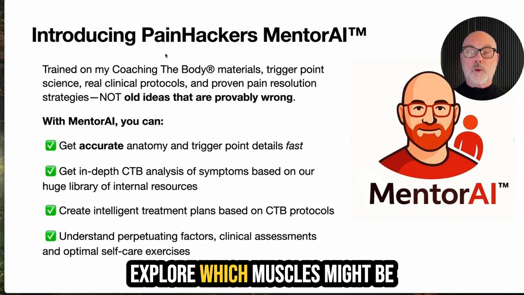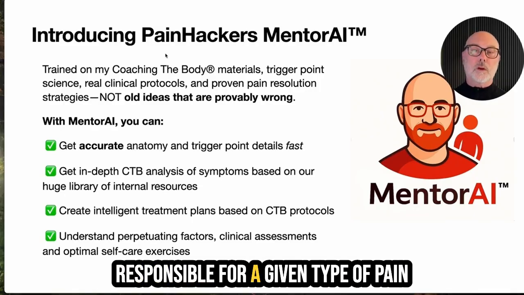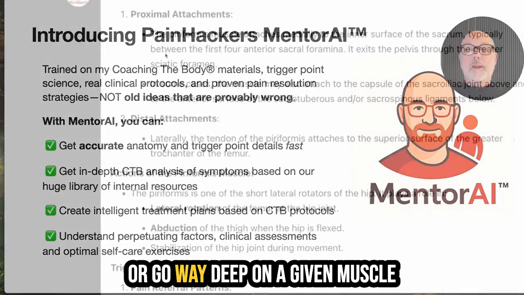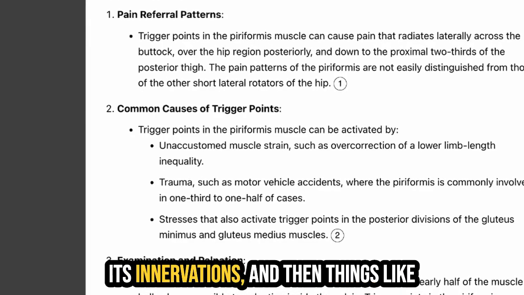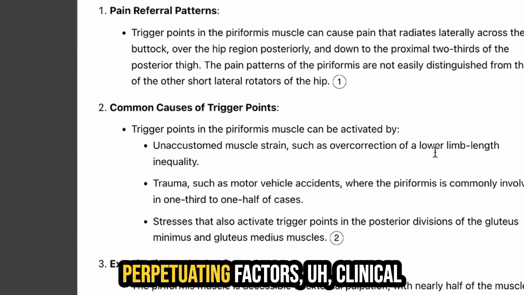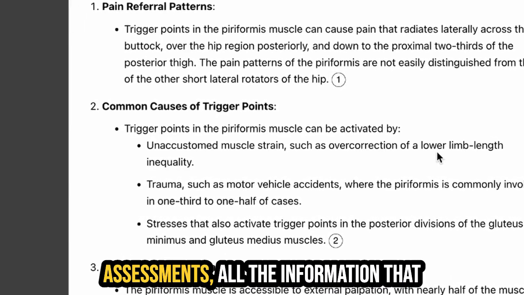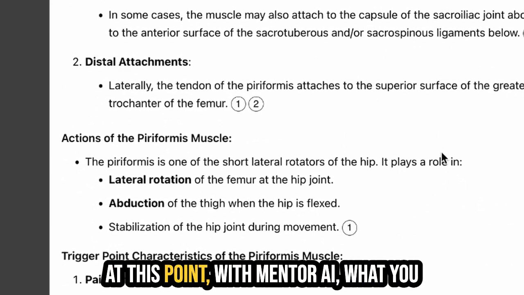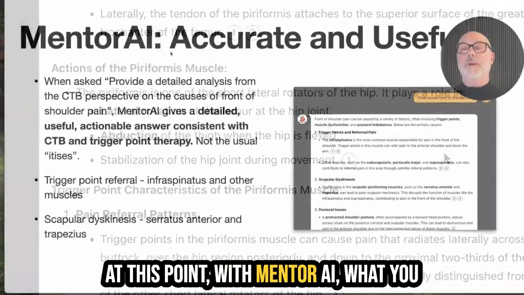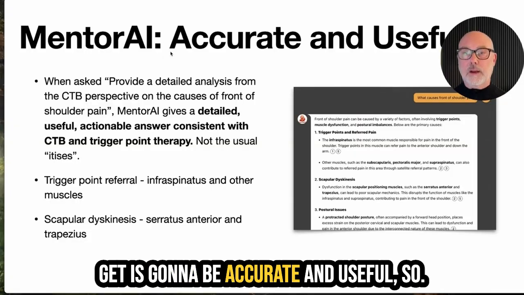You can explore which muscles might be responsible for a given type of pain, or go way deep on a given muscle about its anatomy, its attachments, its innervations, and then things like perpetuating factors, clinical assessments, all the information that we've accumulated over 20-plus years at this point. With Mentor AI, what you get is going to be accurate and useful.